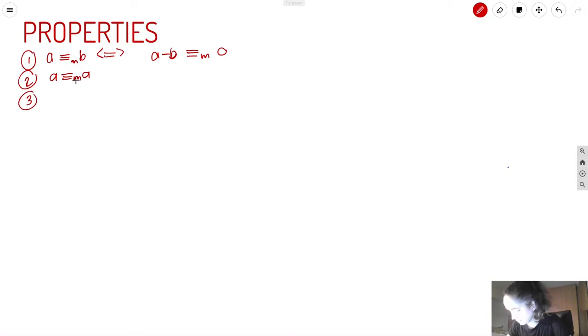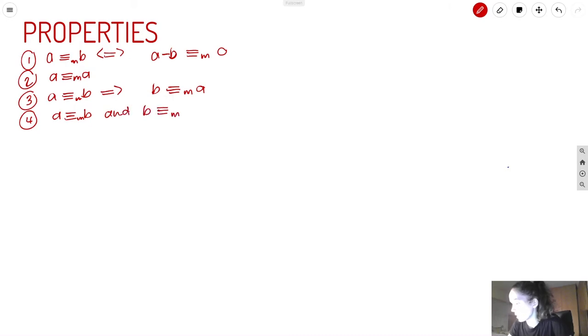For 3, we have if a is congruent to b mod m, this also implies that b is going to be congruent to a mod m. So you can switch the terms on both sides. Doesn't matter which side is which. Next, we have that if a is congruent to b mod m, and b is congruent to c mod m, this will mean that a is also going to be congruent to c mod m. So that's kind of what we did at the examples at the top.